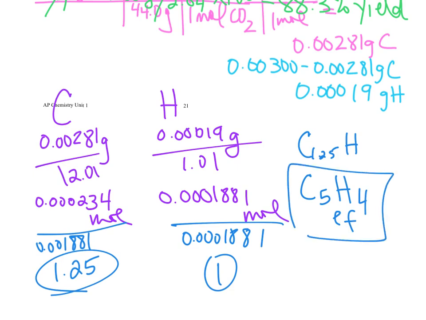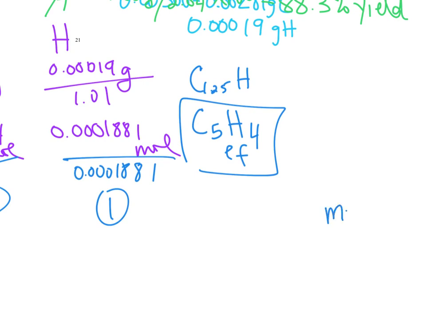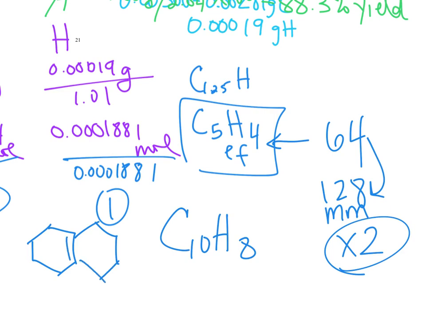Now, how do I know I did that right? Well, the best way to tell is to look at the molecular mass they give you. They give you that it was 128. The empirical formula mass, when you figure that out, comes out to be 64. So when you divide your empirical formula mass into your molecular mass, you get a whole number. That's how you know you did it right. That is a multiple of 2. So our molecular formula turns out to be C10H8. And sure enough, that's what naphthalene looks like. It's 2 benzene rings.